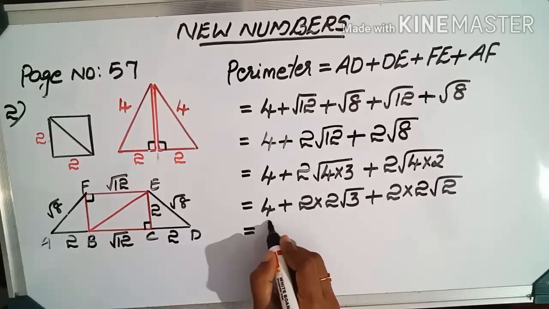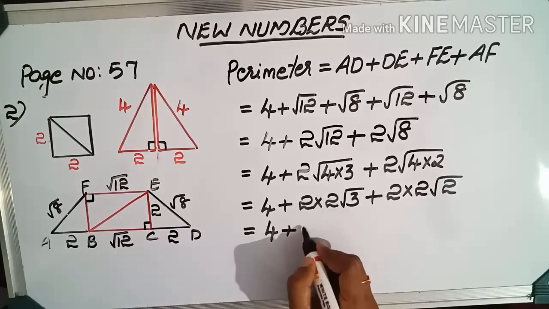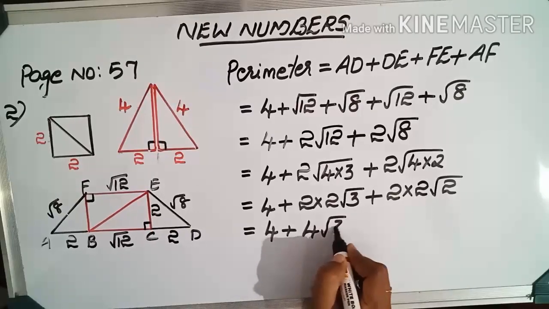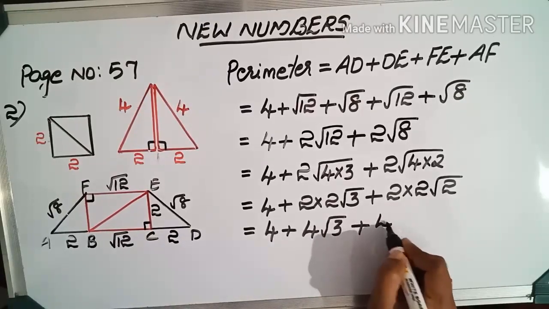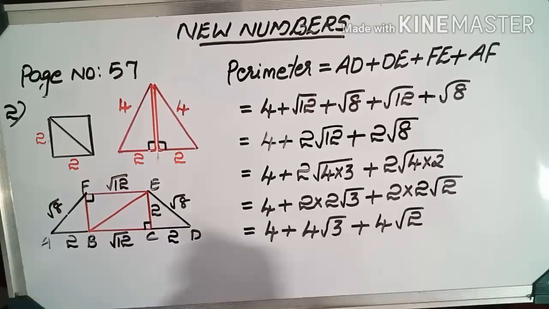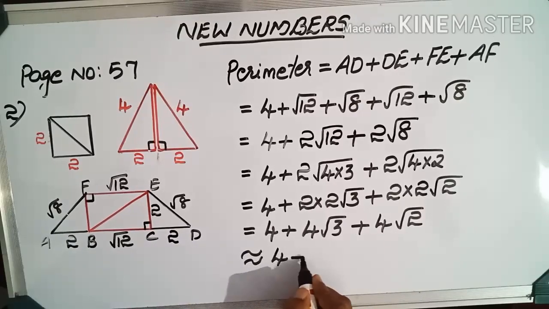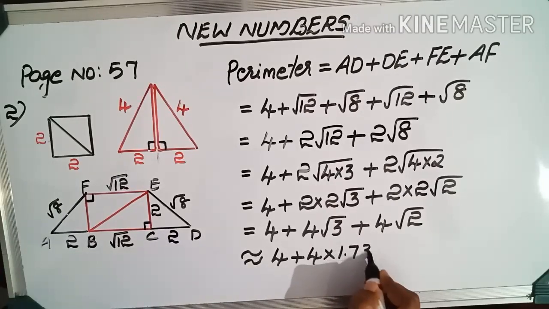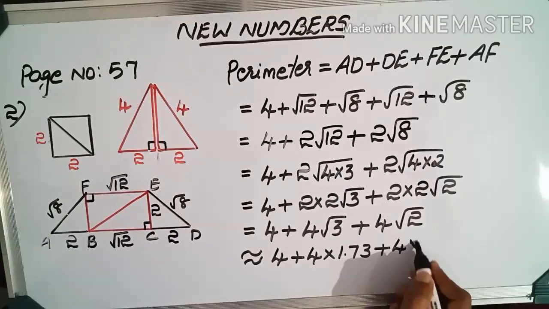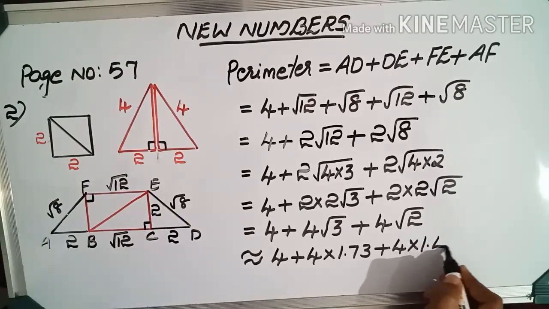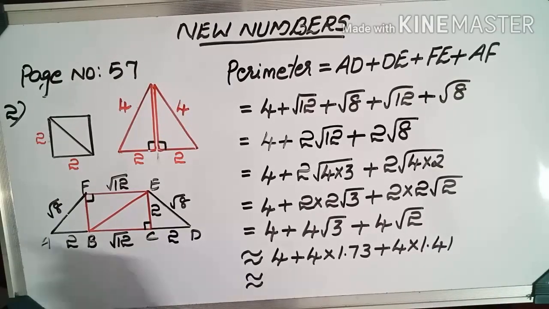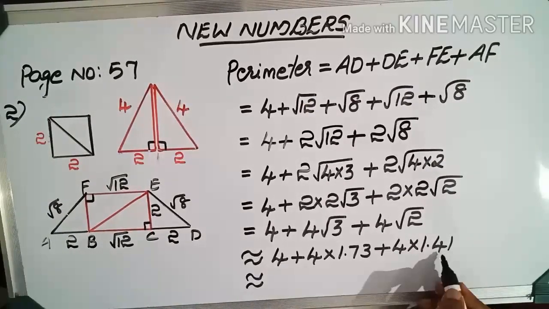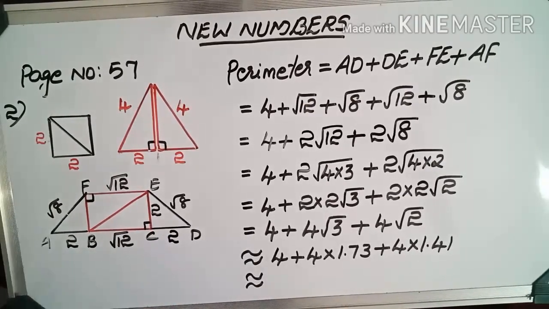Next we can multiply. That is 4 plus 2 into 2, 4 root 3, plus 2 into 2, 4 root 2. Now we can apply the approximate value. That is 4 plus 4 into root 3, approximate value 1.73, plus 4 into root 2, approximate value 1.41. Next you can multiply these numbers, then add all, and you will get the final answer. Try to do that perimeter.